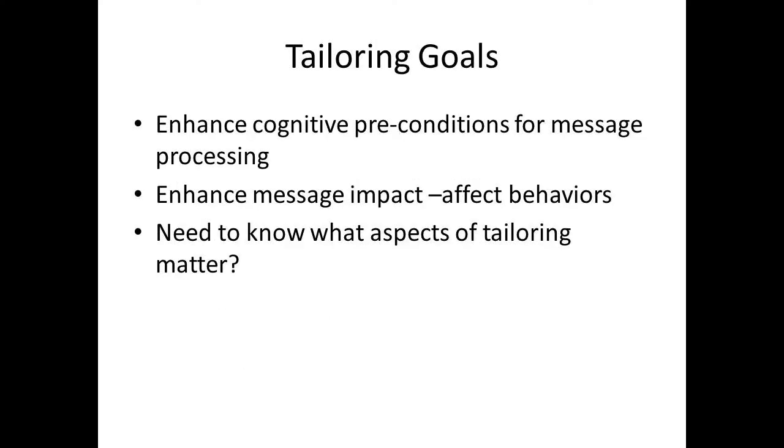And it's interesting, there were some concrete examples here of just how tailoring can enhance our goals. In order for a message to have an impact, we need to be attentive to the message. We can't ignore it, right? We have to read it. We have to exert some cognition on it. Some messages that are tailored tend to enhance our ability to process the message. And then the message has to have an enhanced impact. It has to affect behavior. So not only do we have to pay attention to it, but it then has to affect our behaviors. And what we'd like to know more about is which aspects of the tailoring really matter.